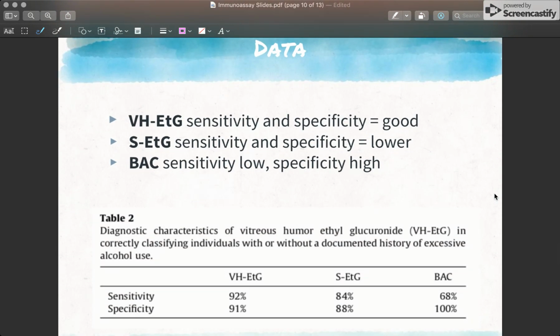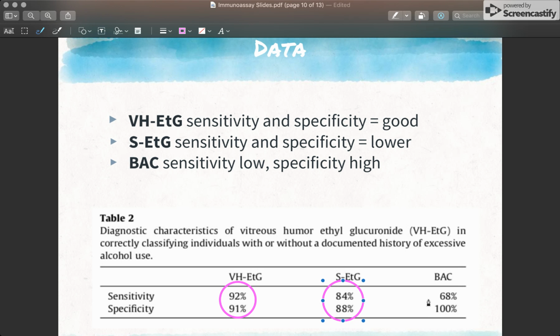For these three tests that they did, the VH-ETG sensitivity and specificity were both pretty good. So we see we had a 92% sensitivity with the VH-ETG, and we had a 91% specificity. So the immunoassay had pretty high both of these, sensitivity and specificity, which speaks to how good of a test it is, because it's finding the right thing and it's actually giving the results accurately. The serum ETG we see here is pretty good, but it's a little bit lower. So it's an 84% sensitivity and an 88% specificity. So we see the vitreous humor was a better way to be looking at that.